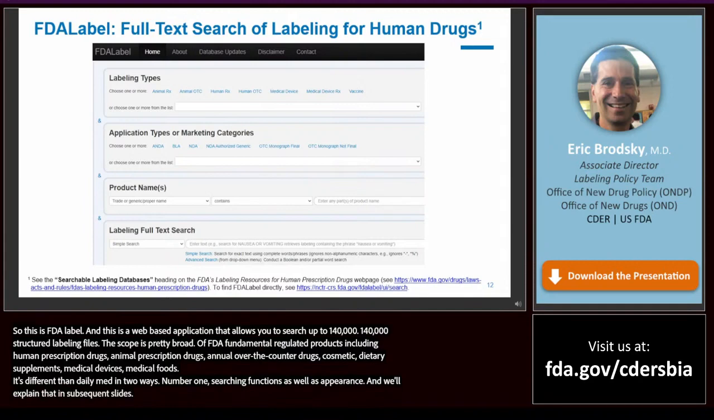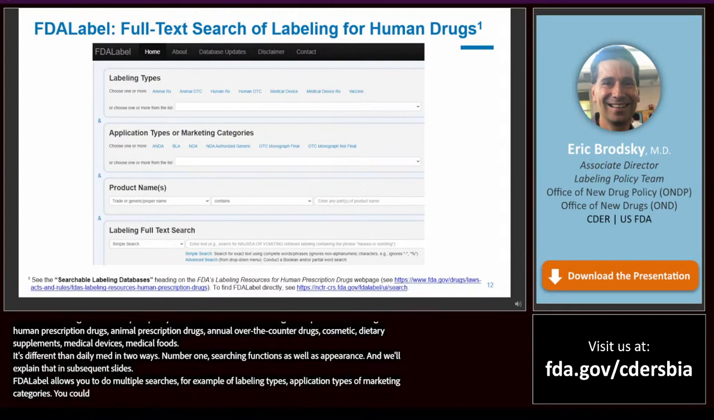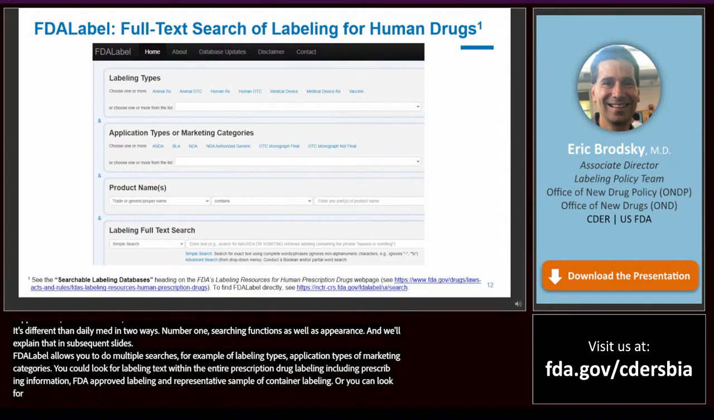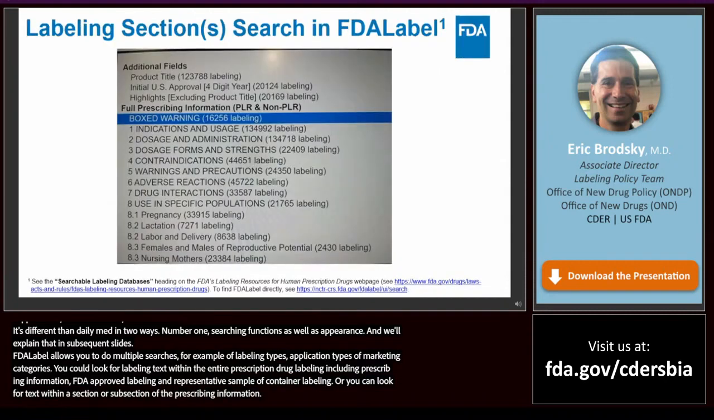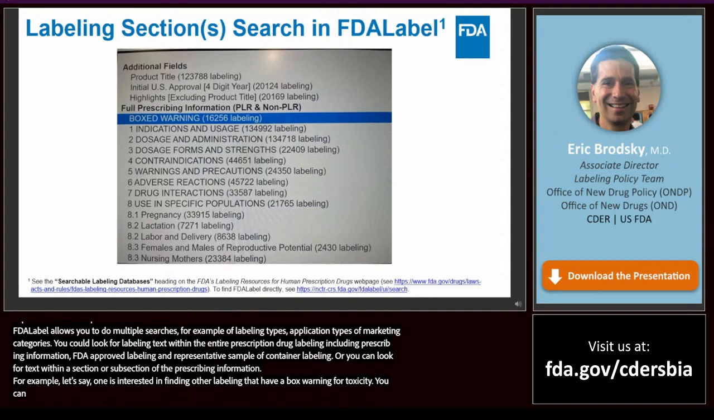FDA Label allows you to do multiple searches, for example, of labeling types, application types or marketing categories. You could look for labeling text within the entire prescription drug labeling, including the prescribing information, FDA-approved patient labeling, and a representative sample of carton container labeling. Or you could look for text within a section or subsection of the prescribing information. For example, let's say one is interested in finding other labeling that has a boxed warning for hepatotoxicity. You could specifically search for that in FDA Label.